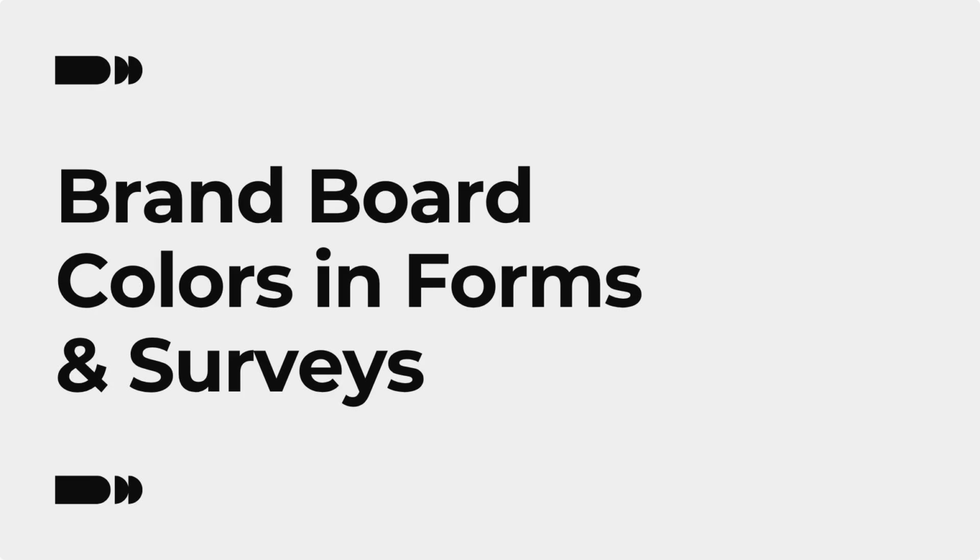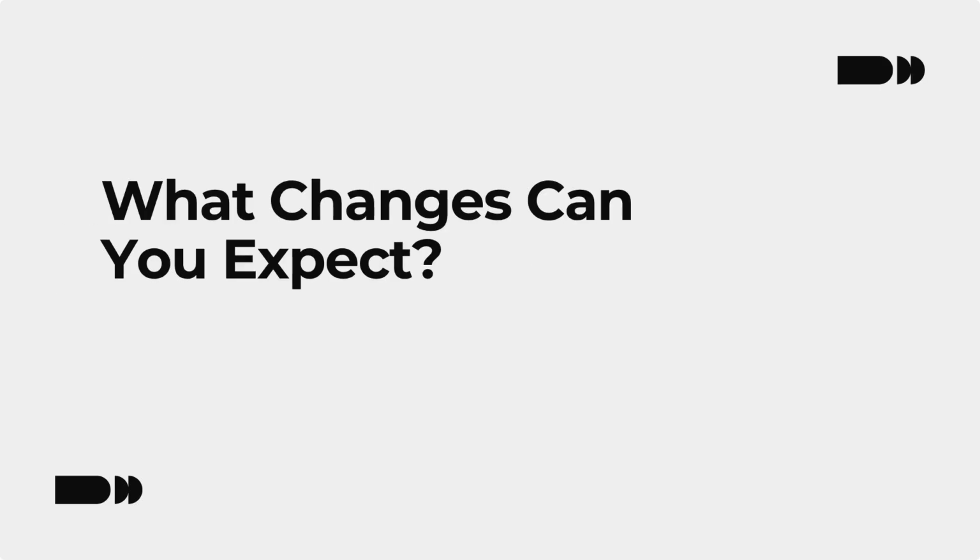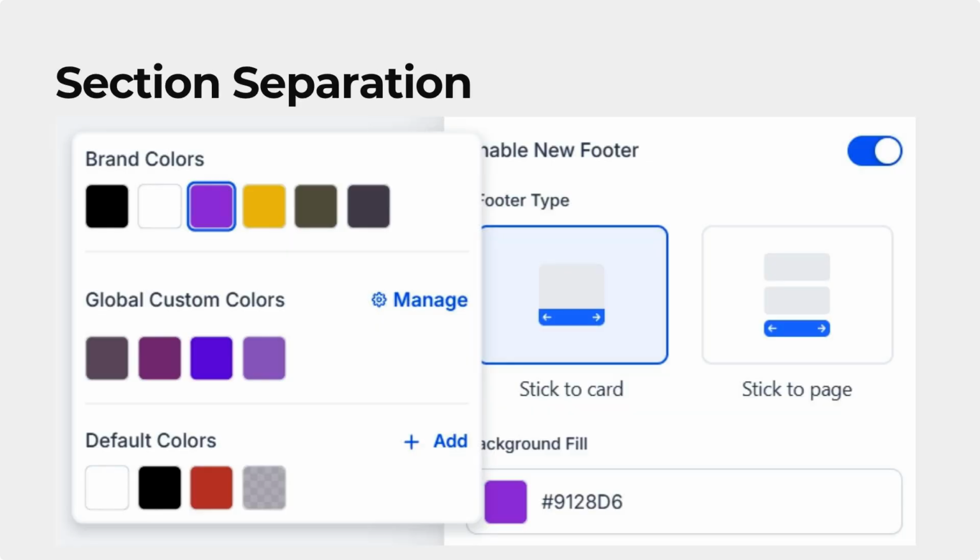Instead of manually entering and reusing color codes, you can now access your brand board colors directly from the Builder Color Picker, helping you keep styles more consistent across assets and easily update custom colors. Let's check the changes. The color picker now includes separate sections for brand colors, default colors, and global custom colors.